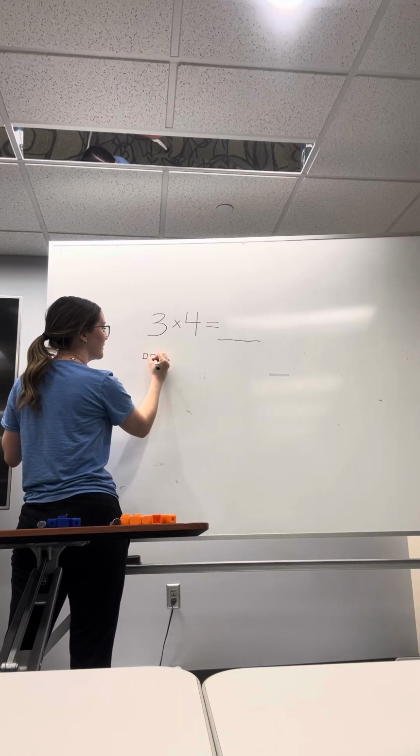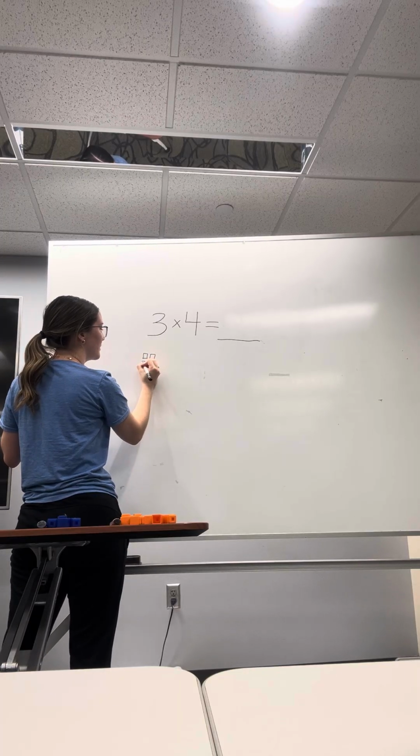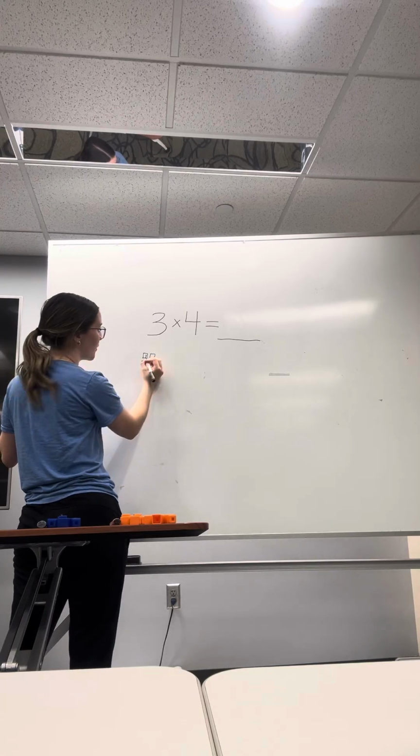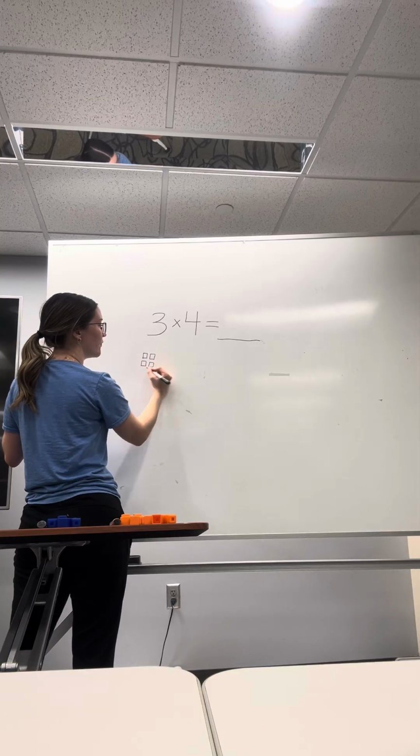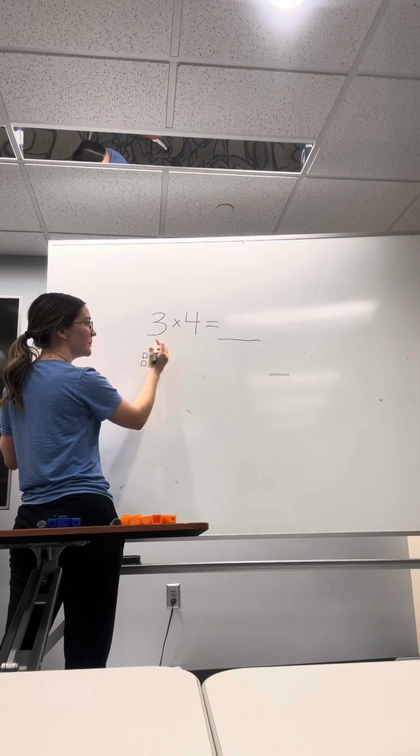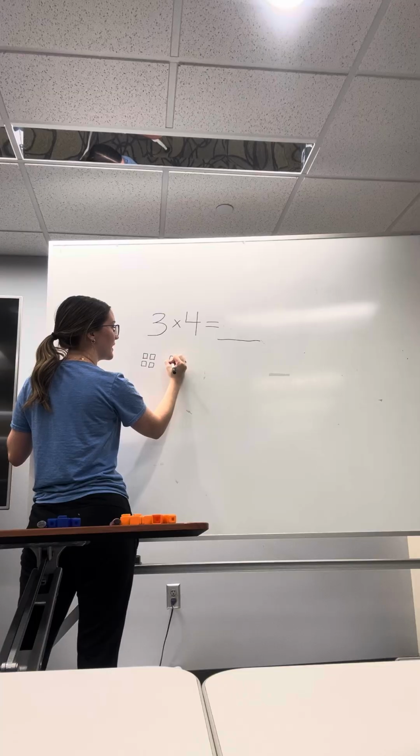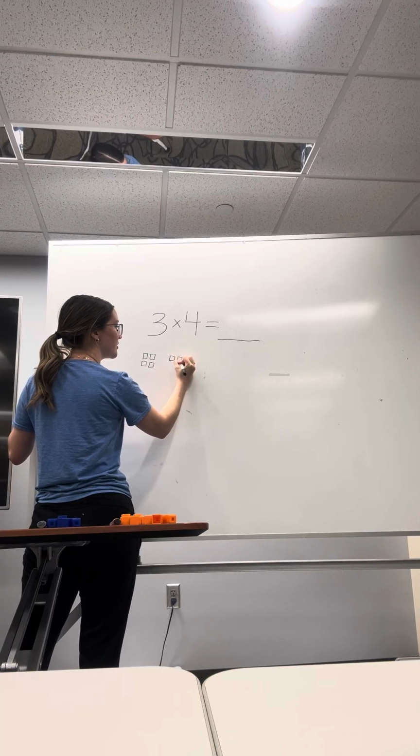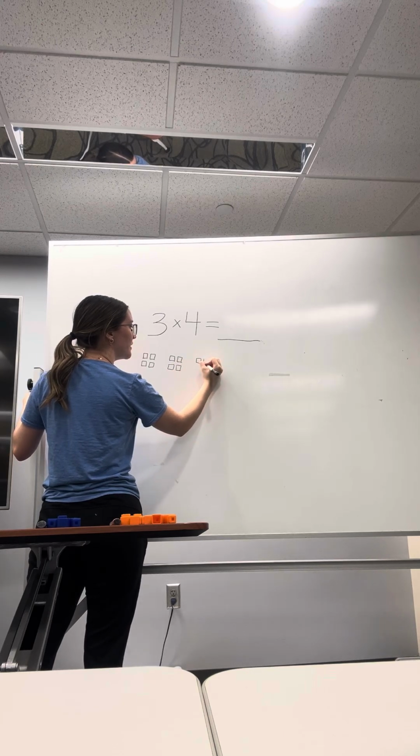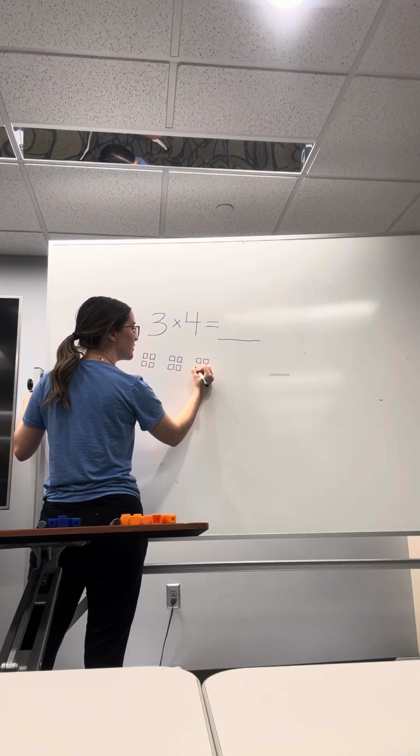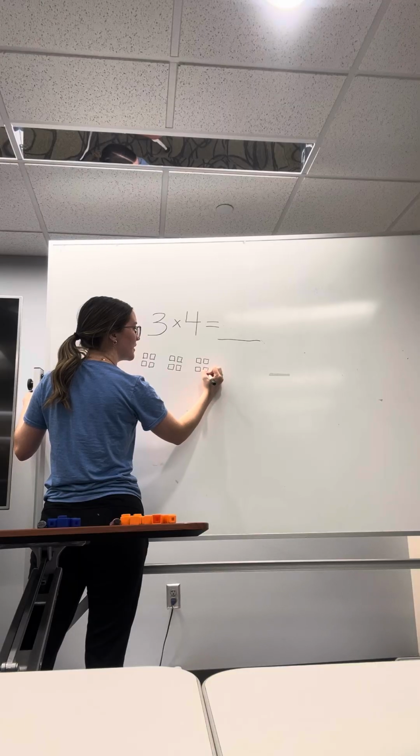1, 2, 3, 4. We all agree? That's 4. And then how many? So that's one group of 4, right? And I need how many groups? 3. So I'm gonna do it again. Make sure there's 4 in each group. 4. 1, 2, 3, and 4.